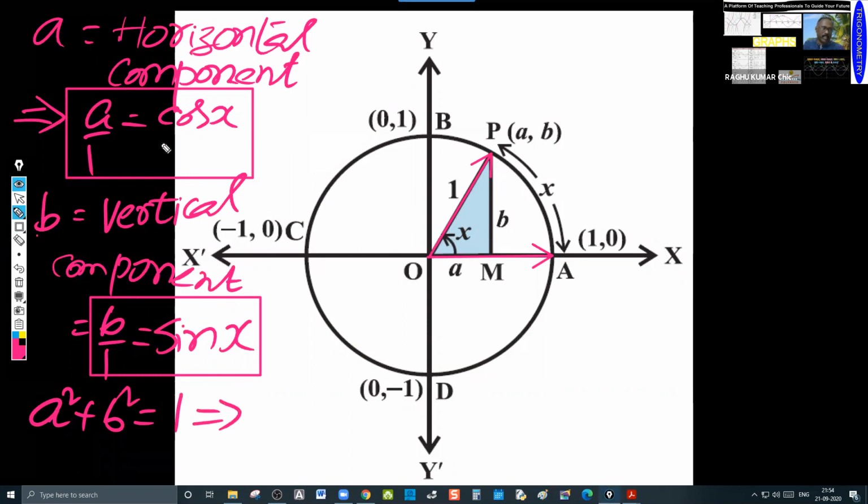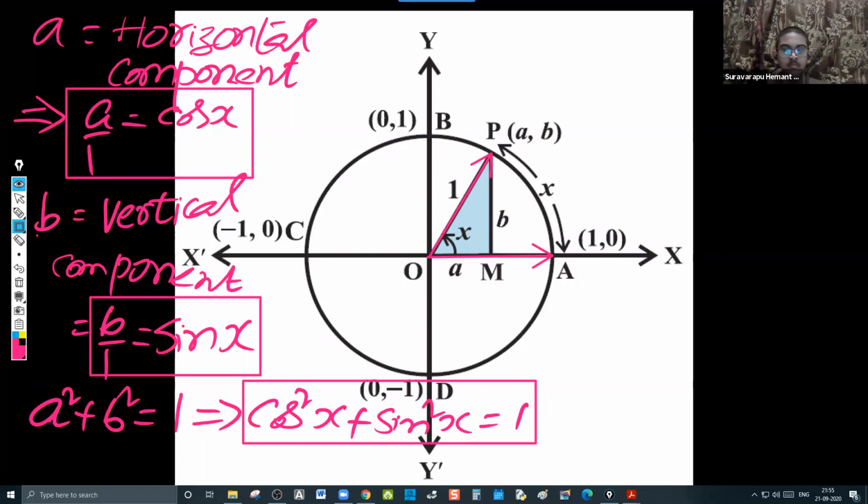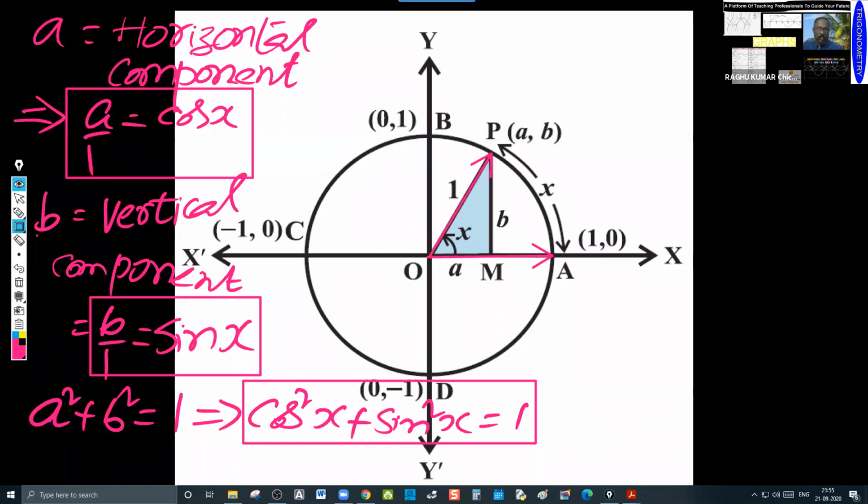Now, what is a square here? Cos square x. What is b square here? Sin square x. So cos square x plus sin square x equal to 1. So this is the formula which you already know. Correct or not? By taking the unit circle, you will get cos square x plus sin square x equal to 1 using the Pythagoras theorem.